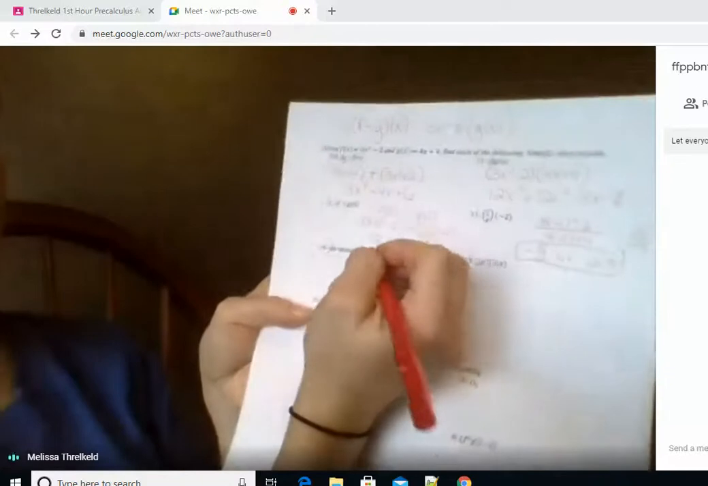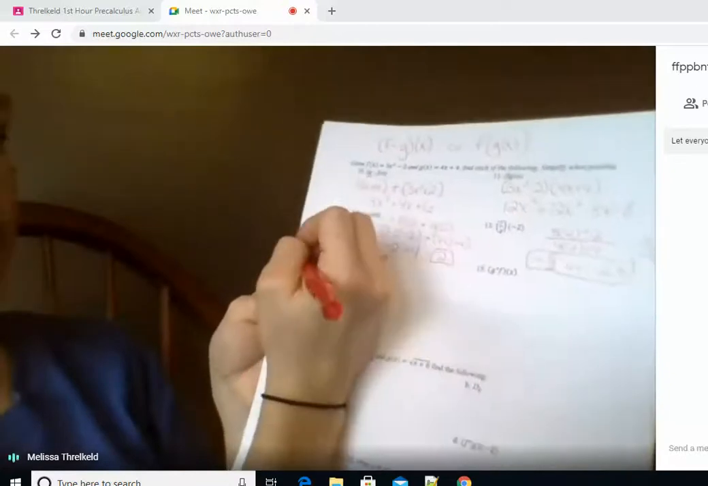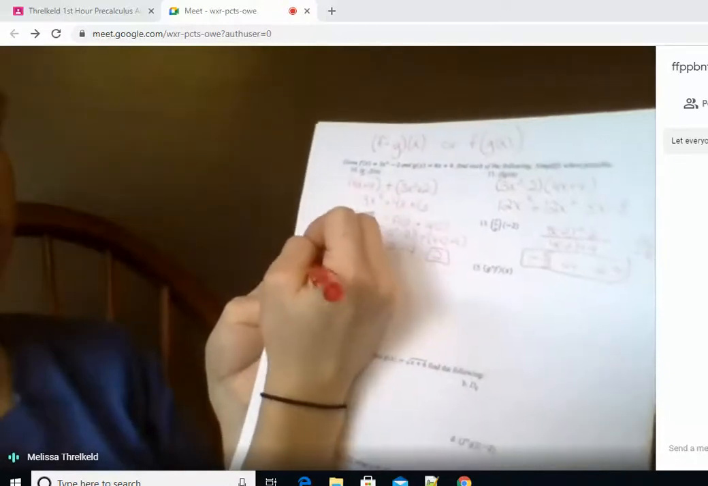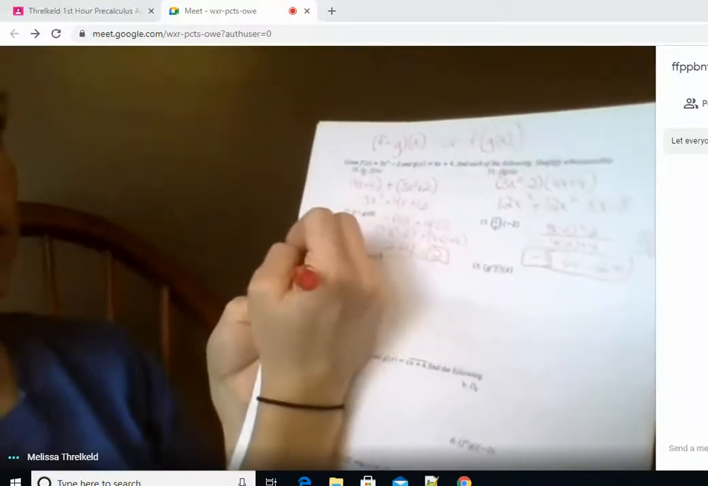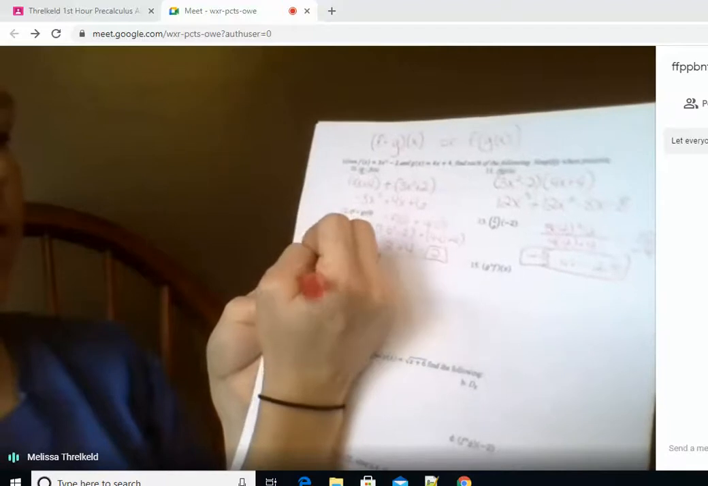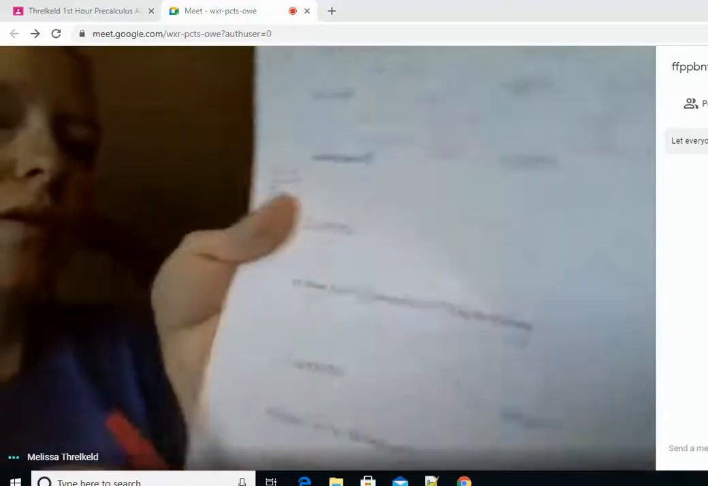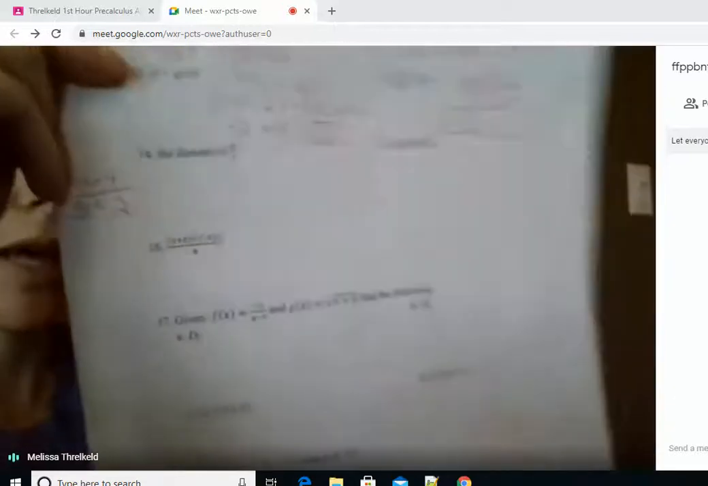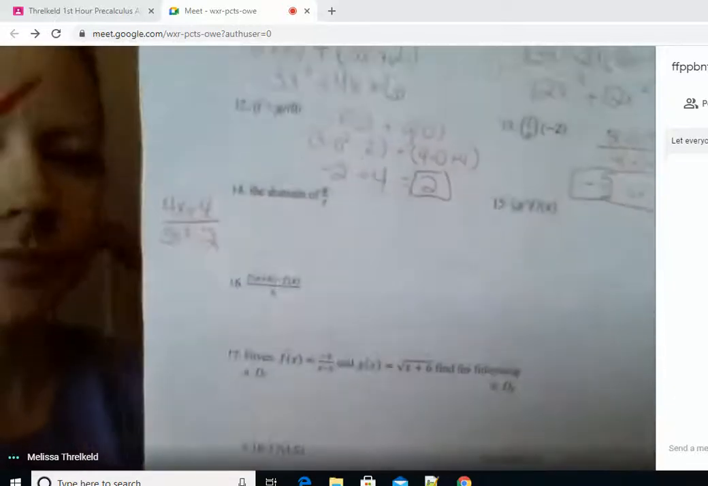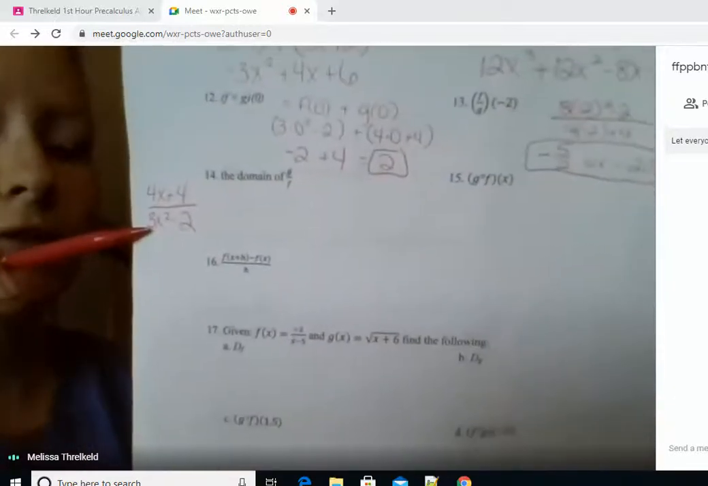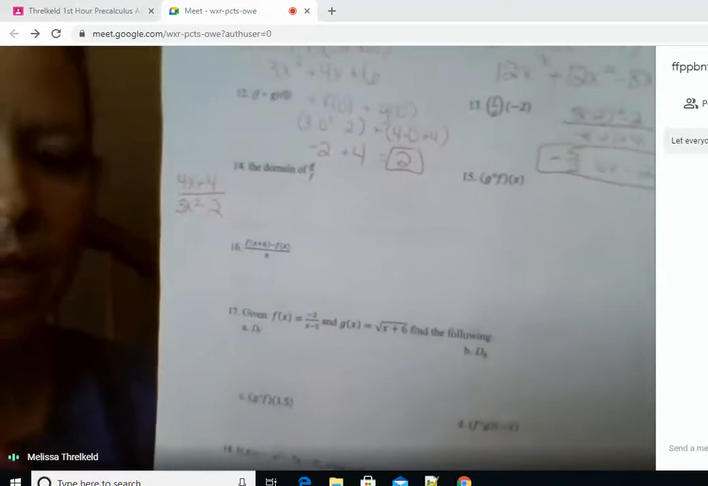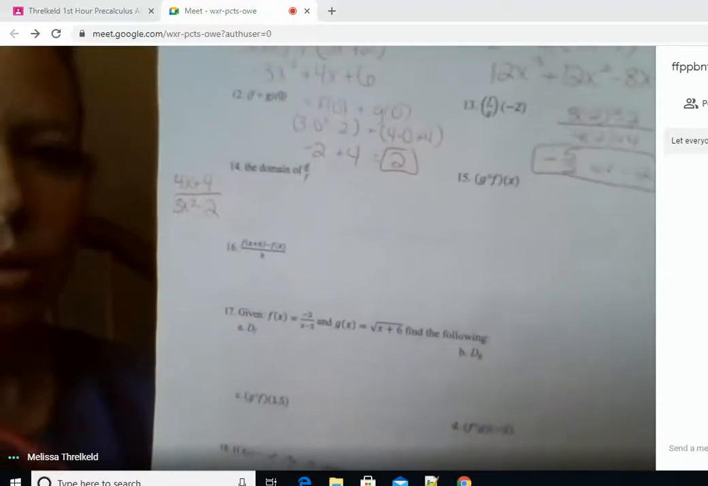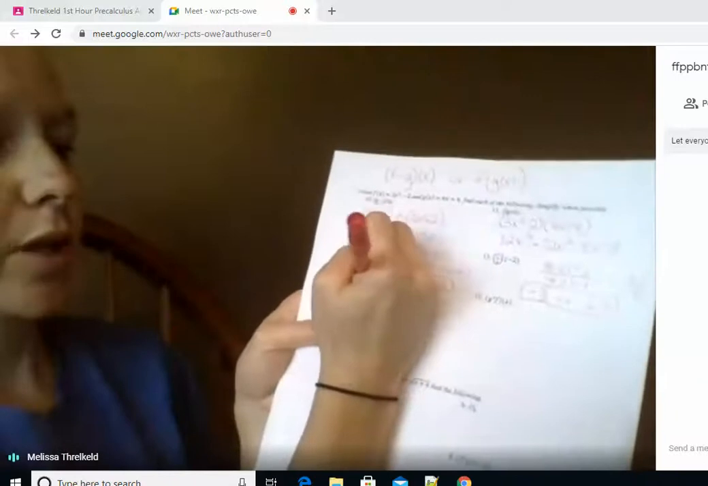14. The domain of g over f. So let's just write this for a second. g is 4x plus 4 divided by f, 3x squared minus 2. You can be pretty confident I'm going to put something like this on your test. We spent a lot of time on domain in this chapter. If you have a fraction, what cannot happen? Ten equals 0 in the denominator. Okay, so let's just work this out.